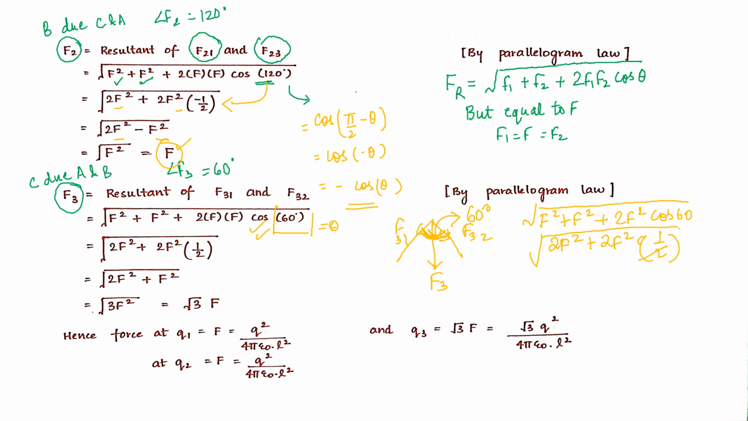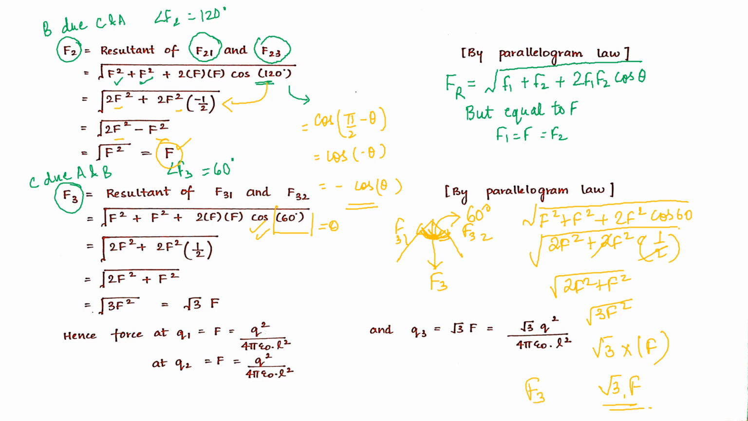Now this 2 will cancel out with this 2. 2F square plus F square under the root. This is 3F square under the root. Now what is the root of 3? It is under root 3. What is the root of F square? It is F. So what is the value we are getting? Under root 3 into F. This is the value we are getting for F3.